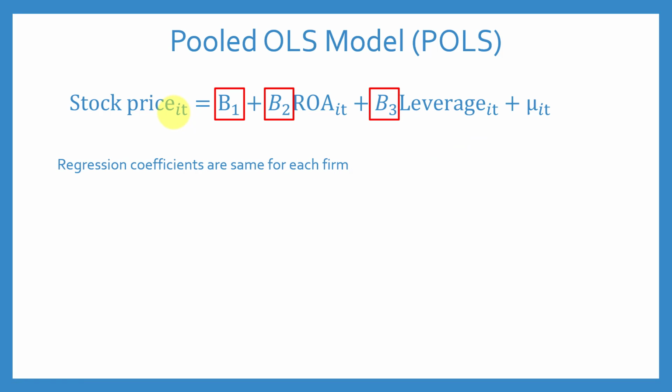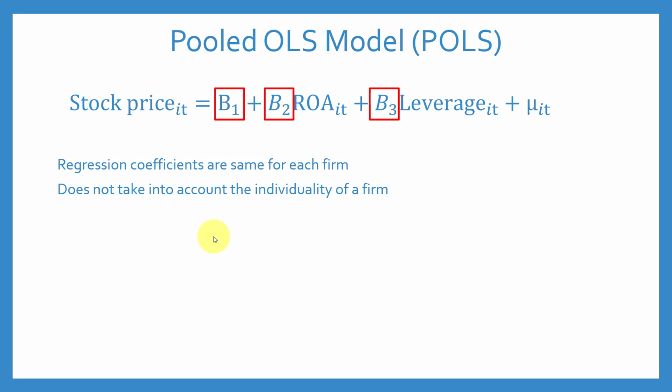Okay. So when we are using pooled OLS, there are different firms in our data, we have panel data. But what we are assuming here is that there is no individual effect. That's why we would have the same regression coefficients for each firm. The slope and the constant would remain the same for all firms. And that is what we are saying: we do not take into account the individuality of the firms.